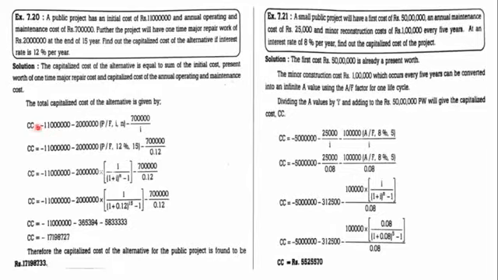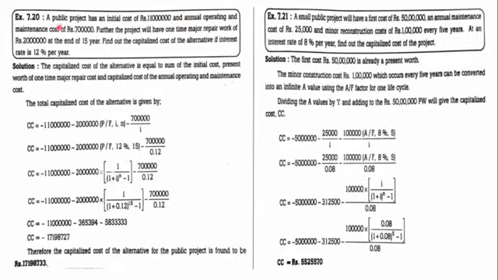And see here they are taking the minus sign because the cash flow is negative. Why? Because it is an initial cost, there is no income, it is a cash disbursement, hence they are taking the minus sign. The next part is the annual operating and maintenance cost. It is also a negative part, a cash disbursement, hence they are taking the negative sign.